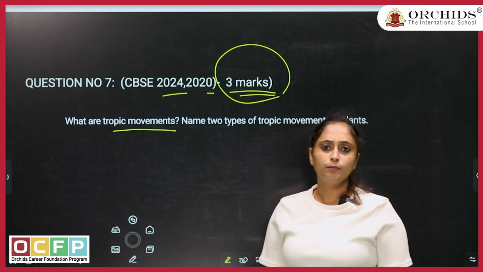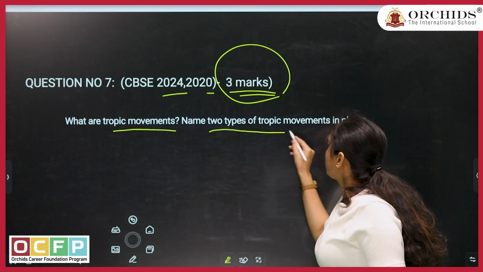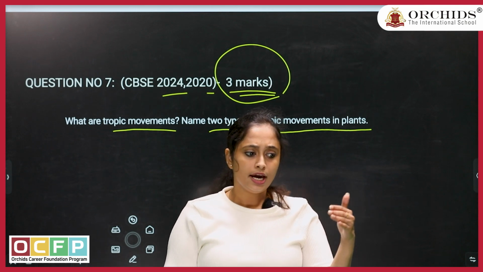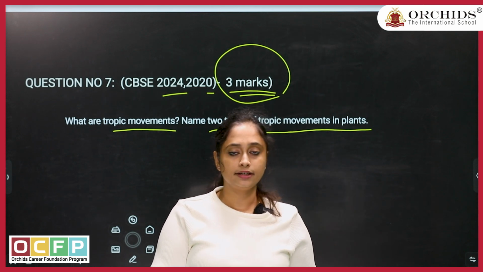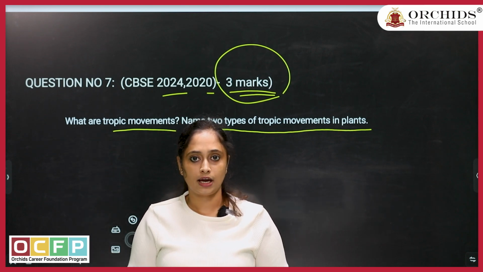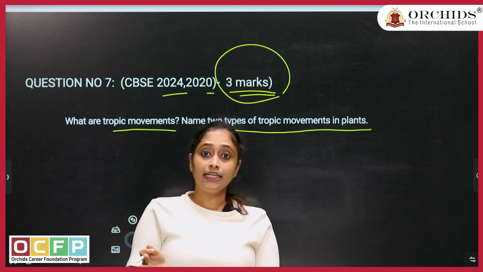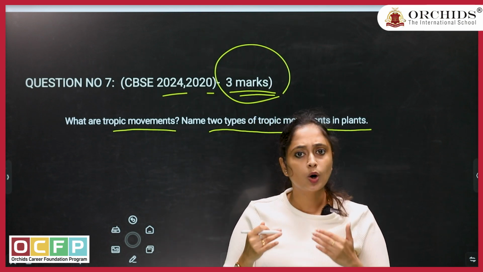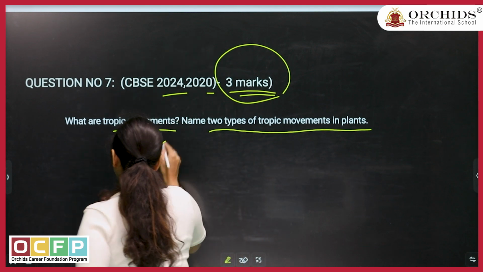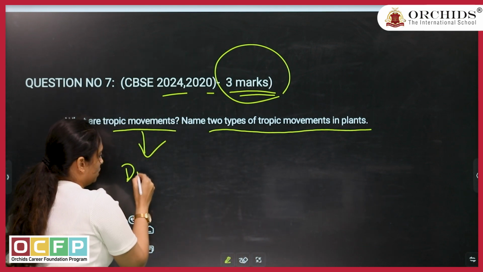What are tropic movements? Name two types of tropic movement in plants. What is tropic movement? When we discussed auxin, we said that auxin is responsible for phototropism. That time I said that it is one of the tropic movements also. So, what does tropic movement mean? Tropic movement is a directional movement.